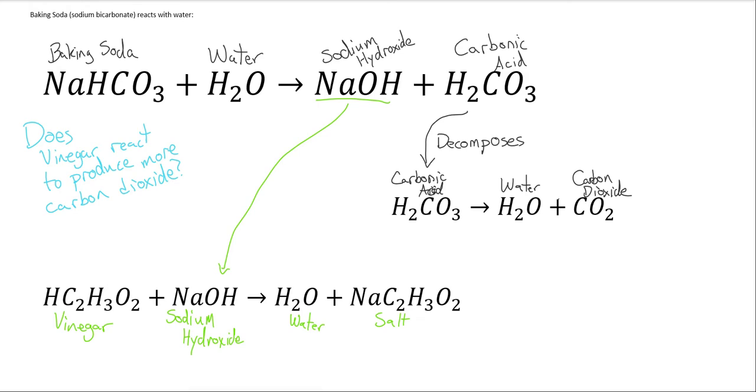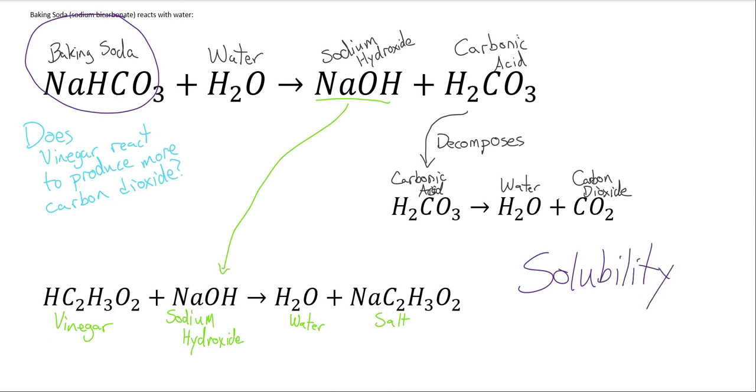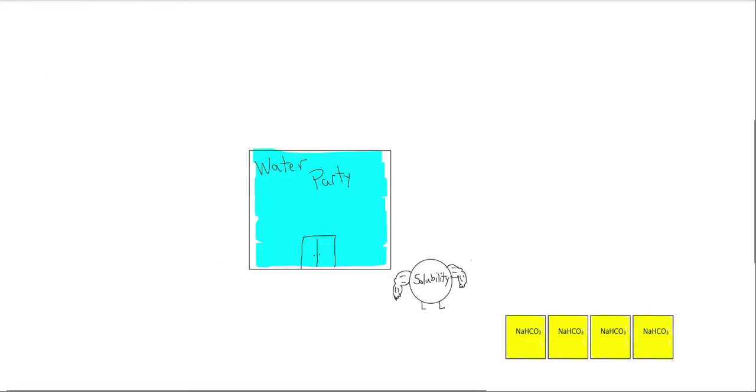The key here, our baking soda only will react with water a little bit at a time. This is because it has something we call a low solubility, and understanding solubility will help us understand why vinegar makes this reaction happen even though it's not producing carbon dioxide itself. I find a good analogy is that solubility is like the bouncer at a water party. Take a look at this situation.